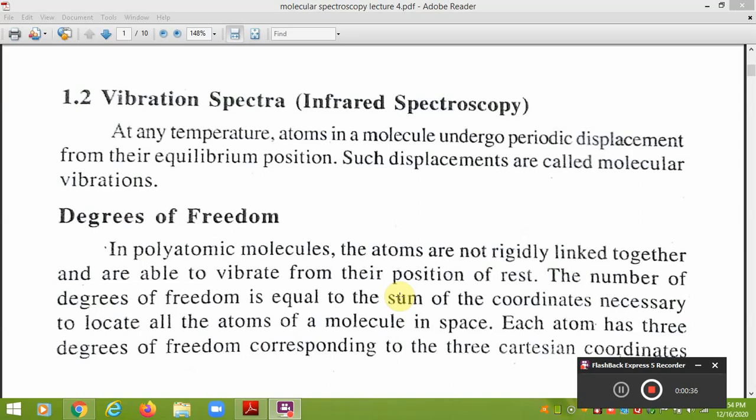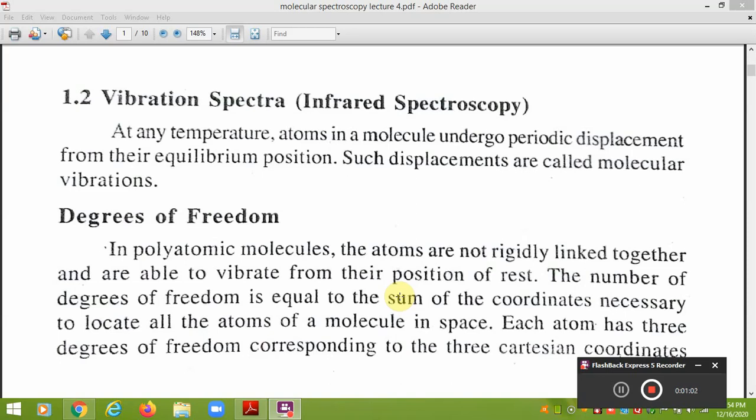Dear friends, today in this part of the video, we are going to talk about the important things of vibrational spectra, which is also called the infrared spectra. These vibrations in the molecule are because of the infrared radiation. That's why this vibrational spectra is also called the infrared spectra.